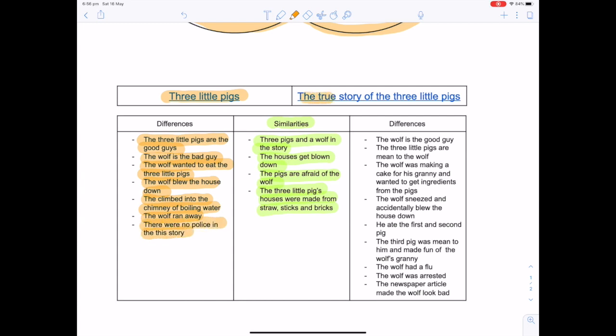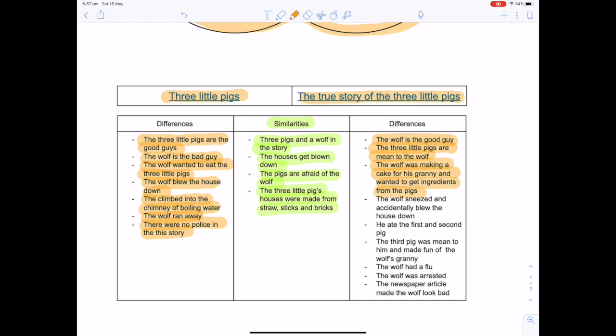If I look at the true story of the 3 little pigs, the differences were the wolf was actually a good guy. He wasn't very mean like he was in the original story. If anything, the 3 little pigs were rude to the wolf, because the wolf wanted to get ingredients to bake the cake for his granny. Also, the difference was the wolf was making a cake for his granny and wanted ingredients from the pigs.